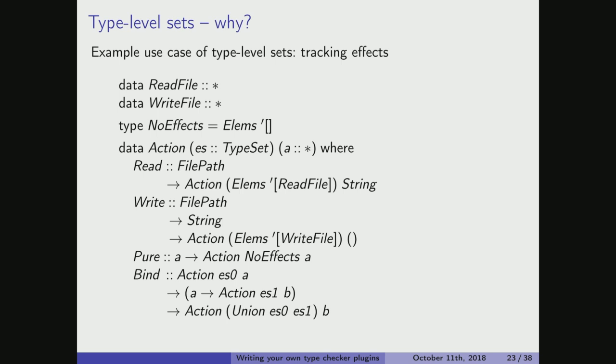If we do something pure, then you would expect the set of effects to be empty. So that's why we have this no effects here. And if we do a bind, the effects of the resulting combination of the monadic computations should give us the union of these two sets of effects. So that's a motivating example as to why you would want to have these type level sets.